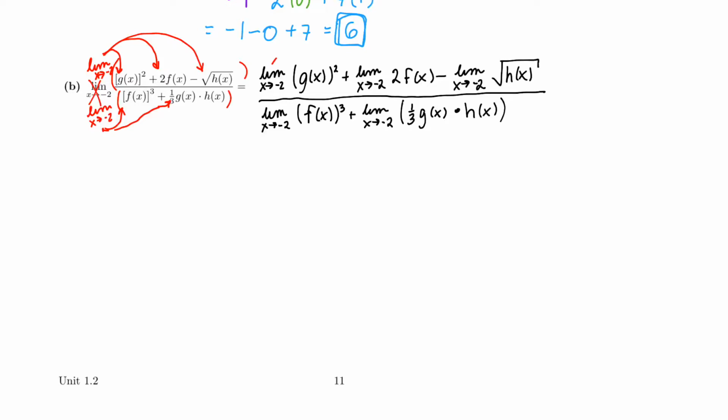So this limit can move onto the inside right in front of the g of x. This 2 can move to the outside. This limit can move to the inside. This limit can move to the inside. This limit can get distributed once to this part and once to this part.